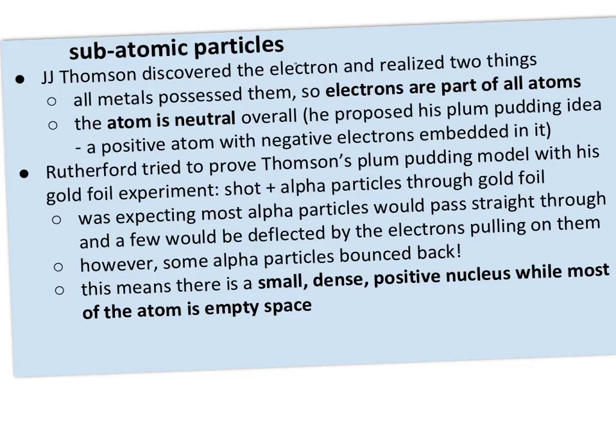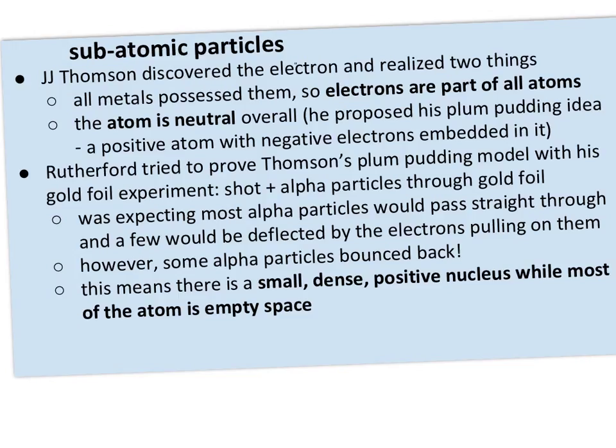So, subatomic particles. J.J. Thomson was the first one to discover a subatomic particle. He discovered the electron when he was working with metals and passing current through them, and he realized all metals possess these negative pieces, so he figured electrons are part of all atoms. He also realized that the atom was neutral overall, so he knew there had to be a positive counterpart to balance out this negative electron, and he came up with the plum pudding idea, a positive atom with negative electrons embedded in it. Since none of us eat plum pudding, I think a chocolate chip cookie idea is a better explanation. You've got the positive cookie embedded with negative chips.